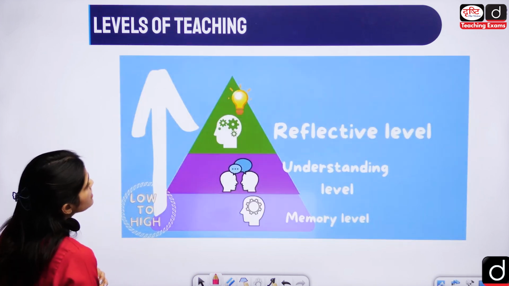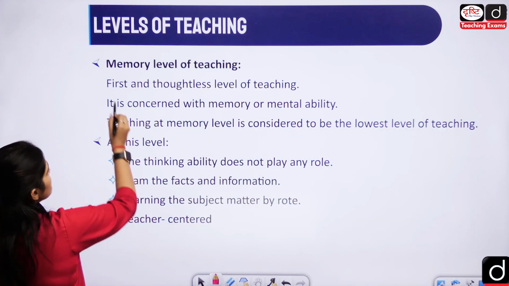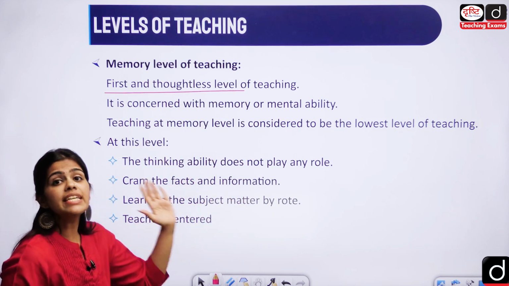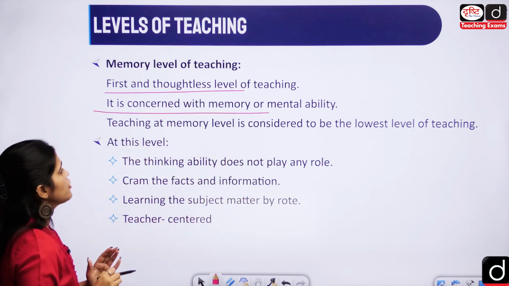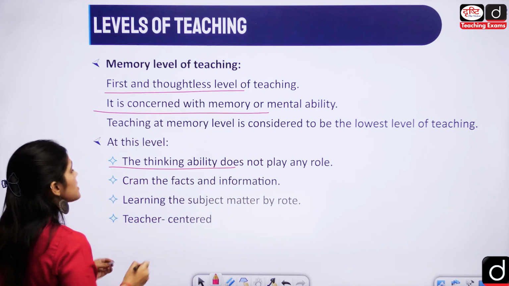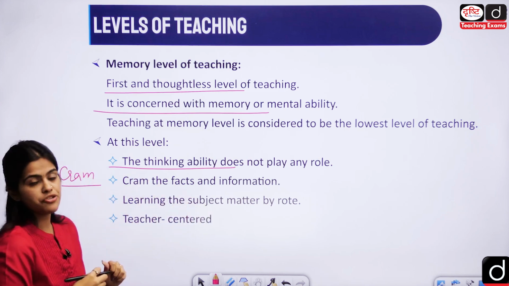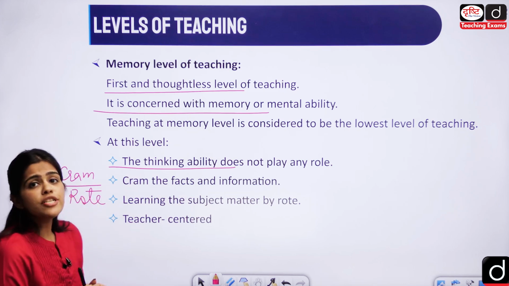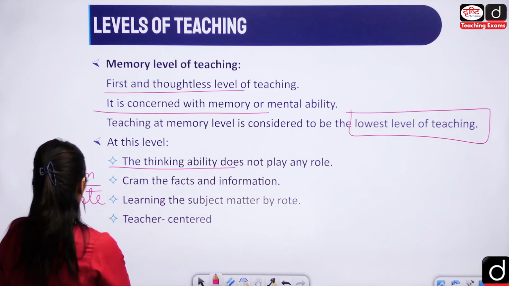Let us look at the different levels that we have. So the first is the memory level. Memory level is the first and the thoughtless level. It is a teacher-centered method because the teacher is more powerful here. It is concerned with memory and mental ability of the child. The thinking ability does not play any role, but it is basically the cramming. You need to cram the facts and the information. Here what is important? Basically rote learning is done. So it is often considered the lowest level of teaching as well.